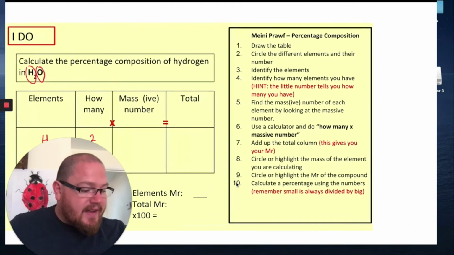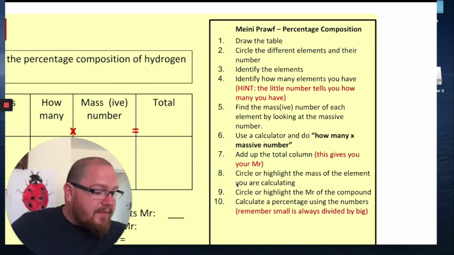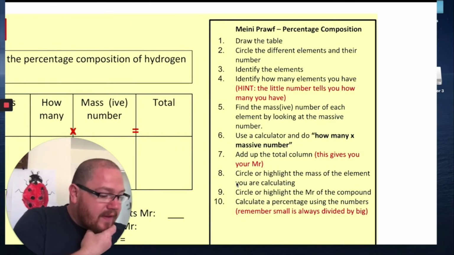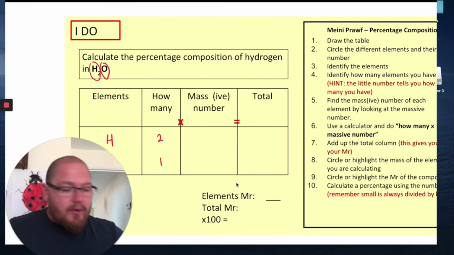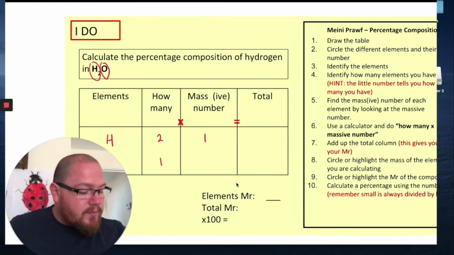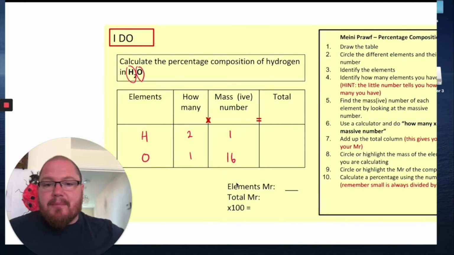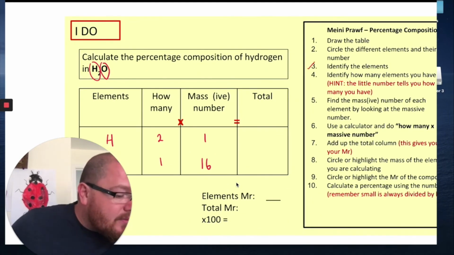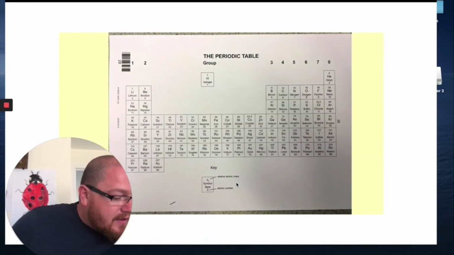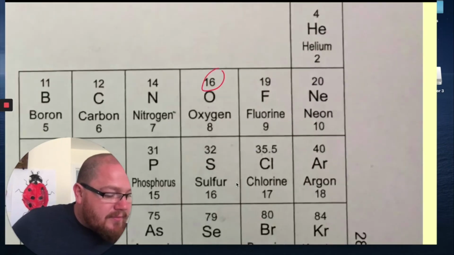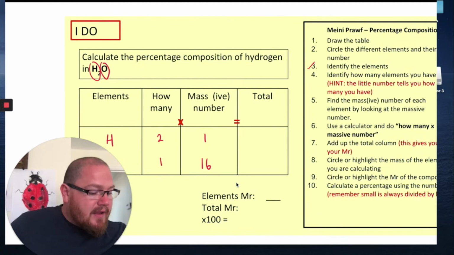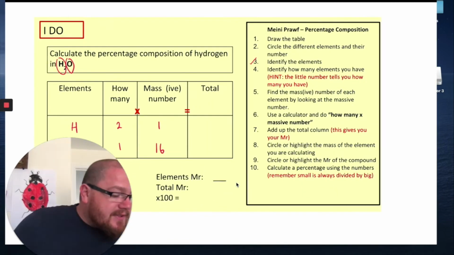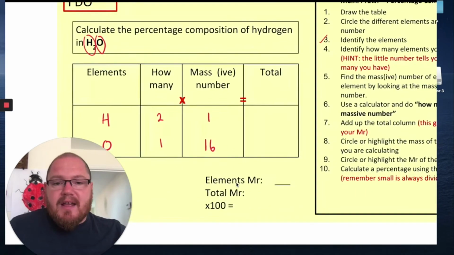We've done this in an example before, I think. Identify how many elements you have, hint, little number. Find the mass number of each one, so use your periodic table. I know hydrogen's worth 1, I know oxygen's worth 16. My mass numbers, my big numbers. So go back to your oxygen, my 16, that's where I'm getting it from, just in case you're wondering. And then step 6, use a calculator to calculate how many there are.